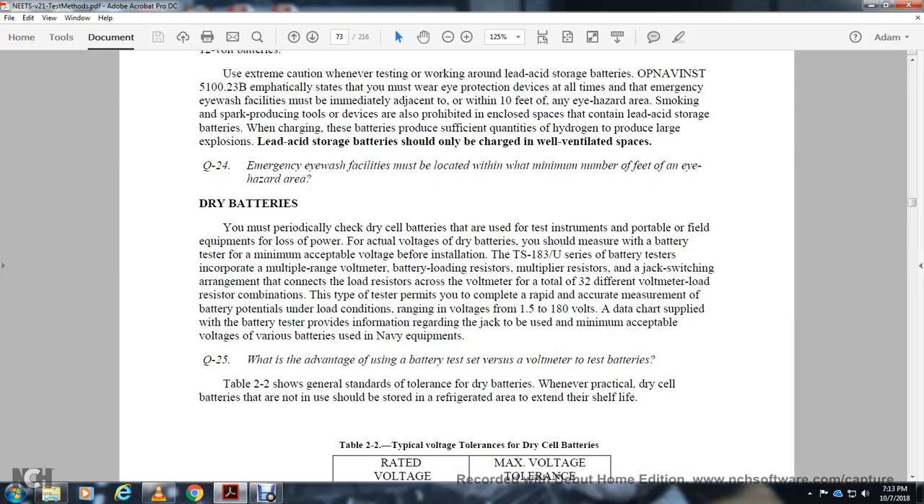Dry batteries. Most portable instruments should periodically check the dry cell to see whether the equipment has lost power, by measuring the actual voltage of the dry battery. You should measure the battery with the test set for the minimum acceptable voltage before installation. The TS1830 is used for the battery test.